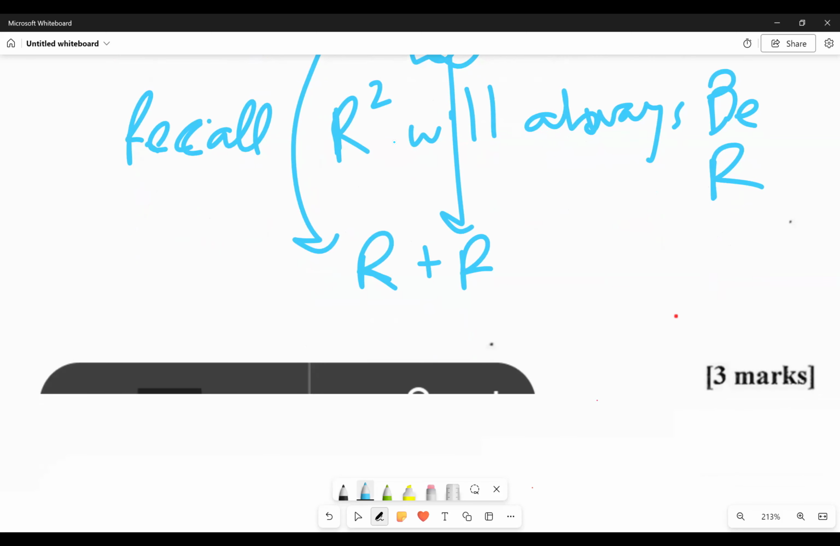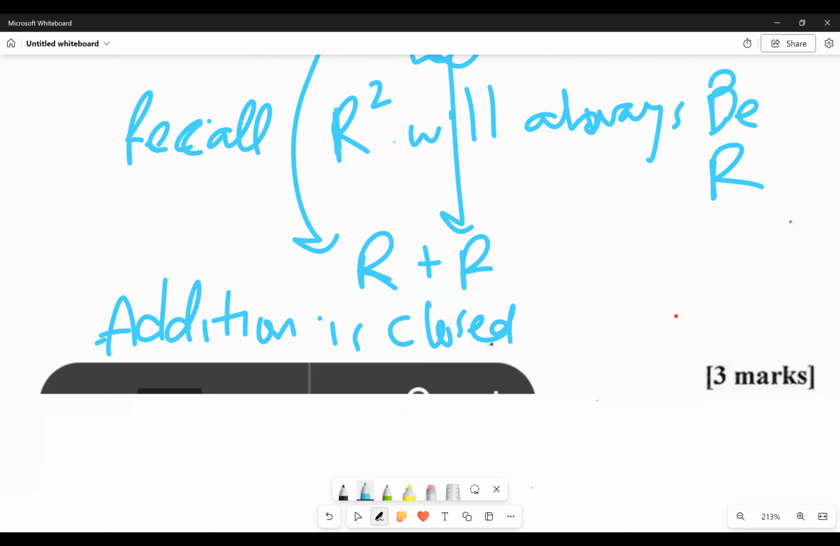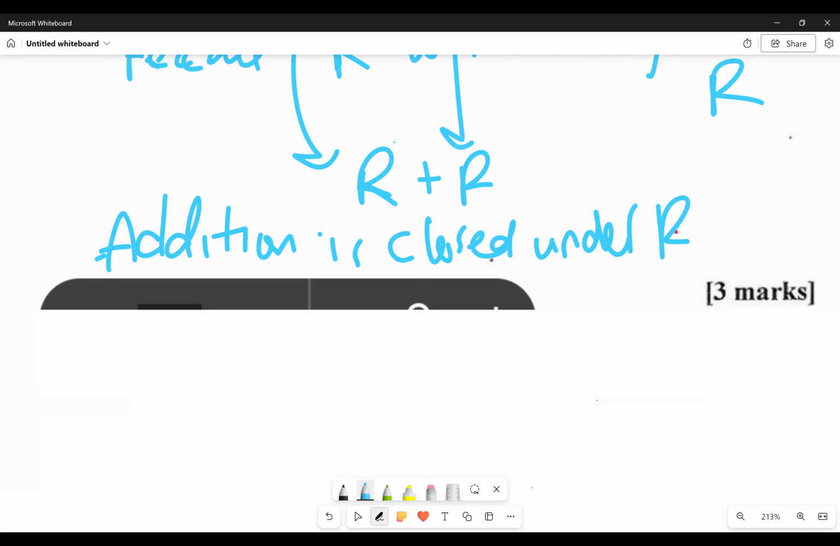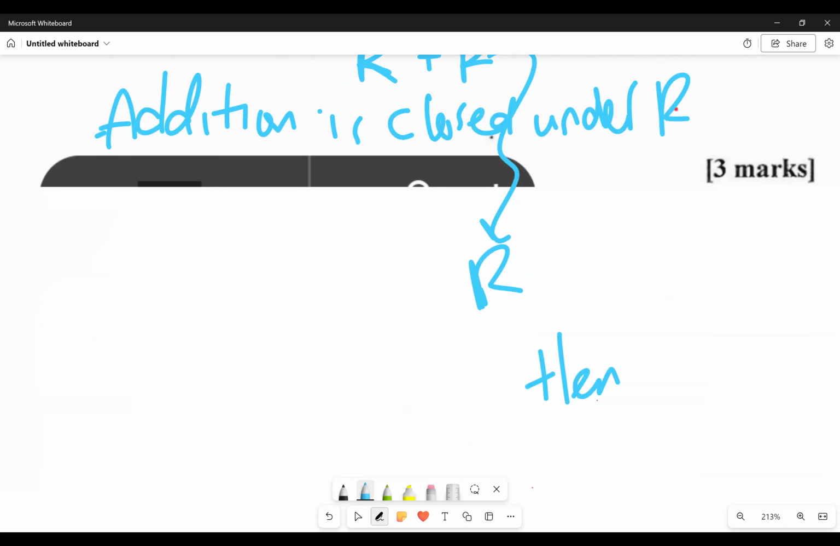And then the last part is saying that addition is closed under real numbers, which means that if I'm adding two real numbers, I'm going to get a real number back. There's no way to add two real numbers and get an imaginary number. So that means that this final answer will be a real number. Hence, proven.